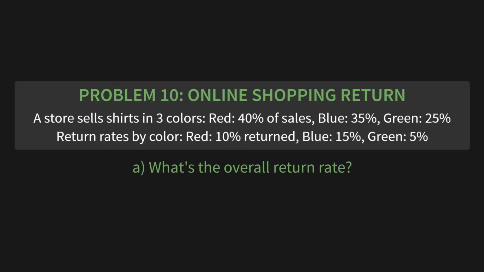They all have different return rates. Red shirts get returned 10% of the time. Blue shirts, 15%, the highest. And green shirts are the winners with only 5% returns. So first question, what's the overall return rate for the store?